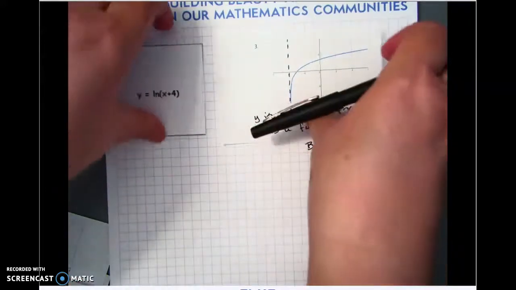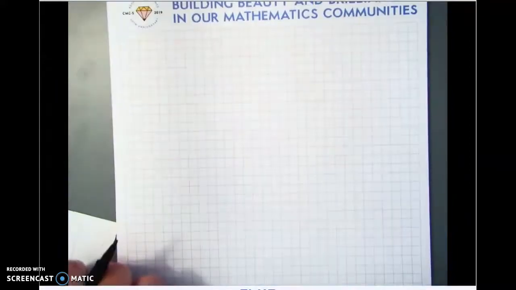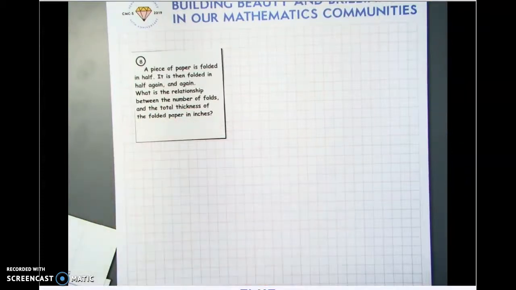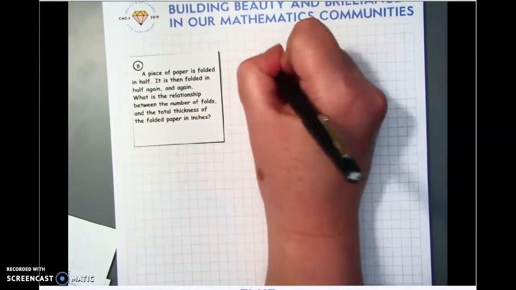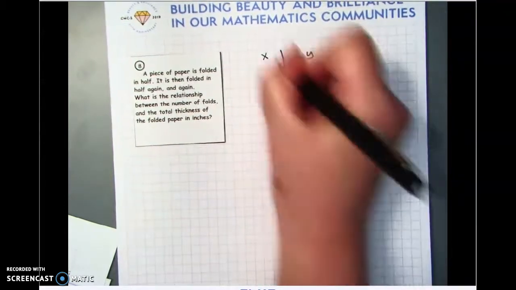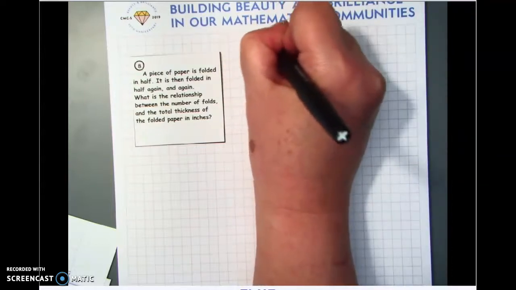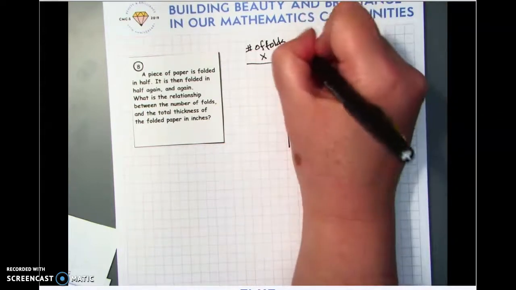Okay, so then moving on to the next one, we're going to look at question number 8. So it's talking about a piece of paper is folded in half, and then it's folded in half again and again. And what is the relationship between the number of folds? And so let's do this as like a little table. So we have an x and a y. So x is representing the number of folds, and y is the thickness.